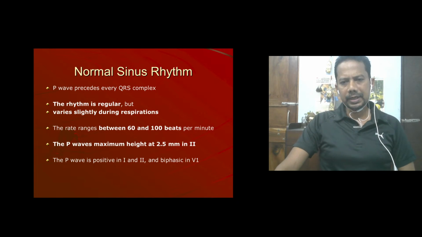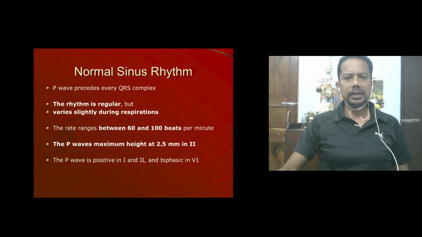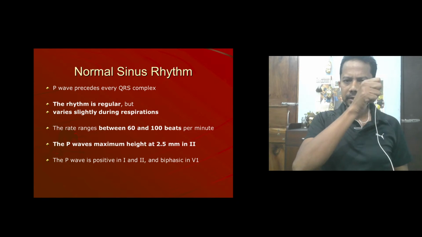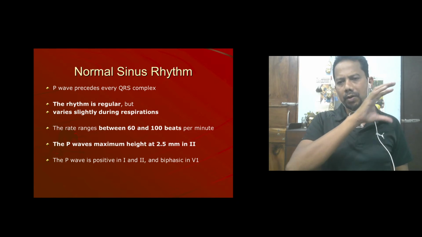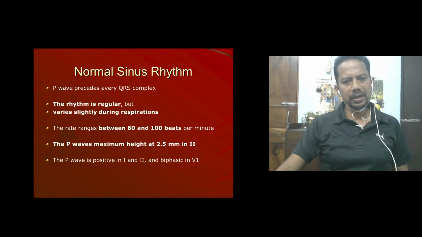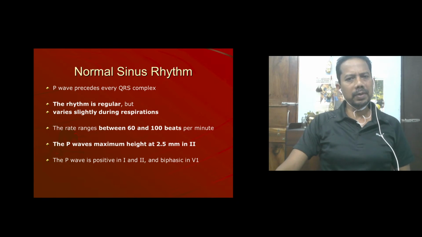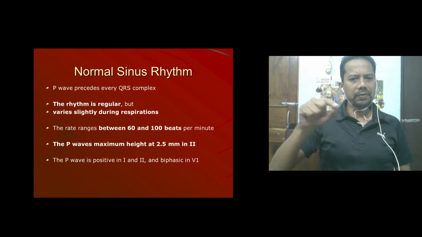Then what is a normal sinus rhythm? It starts from the SA node, with a good looking P wave. In all the complexes the P wave is similar and regular, and the maximum height of the P wave is less than 2.5 millivolts. It is best seen in lead 2 and lead 1. In V1 the P wave is biphasic.